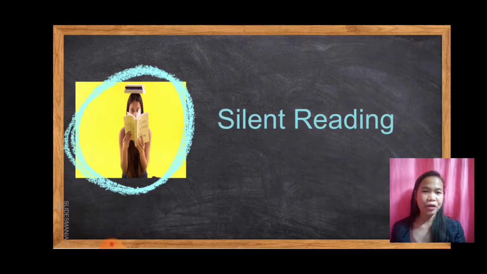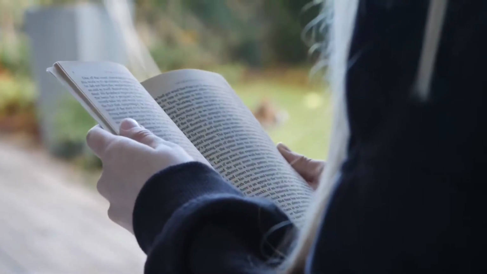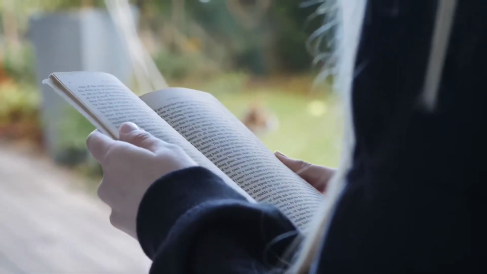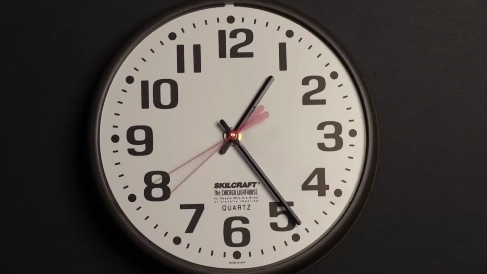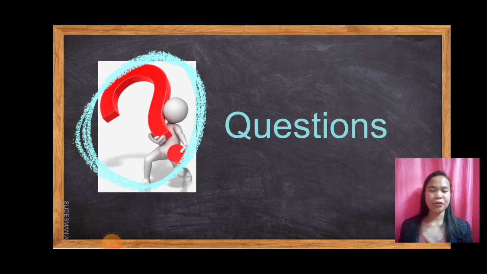And now it's time for silent reading. The students are asked to read the text comprehensively so they can answer the questions afterwards. After silent reading, the students are asked to answer the following questions on one whole sheet of paper.